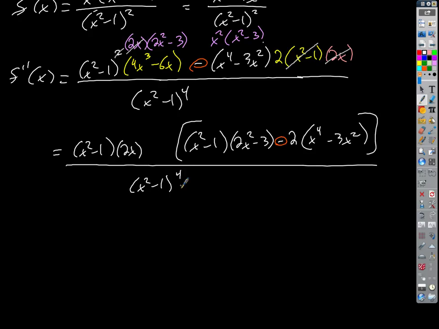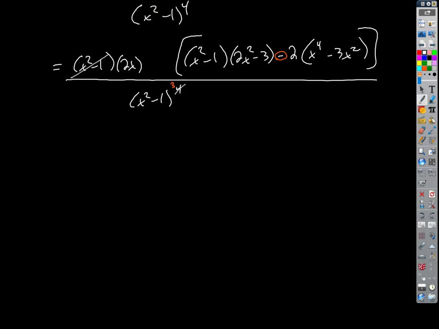But what's one thing I could do to make life a little bit easier? Cancel that. Okay, good. I could cancel out an x squared minus 1, right? And then, what's that give me if I clean that up a little bit more? So that's gone, so I've got a 2x out front, and then this whole mess, right? So what's that going to become?